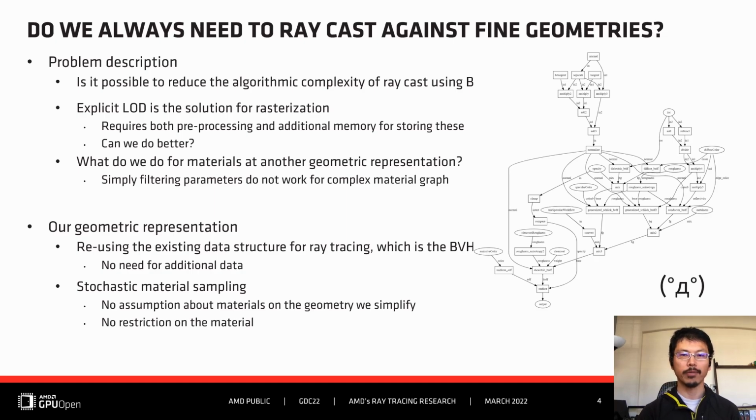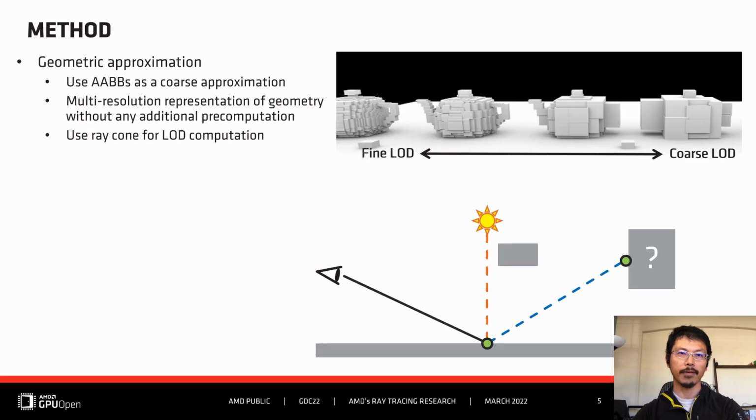And in this work, we propose a geometric representation which doesn't add any additional data structure nor pre-processing for the simplification of the geometry. It's just logic you can put in your BVH traversal logic, which is super handy and great. We also propose stochastic material sampling, which does not pose any assumption on the materials we have in the scene. So it works on any complex material you may have.